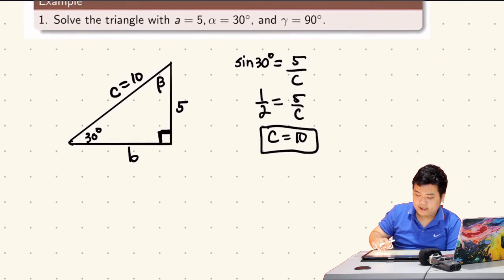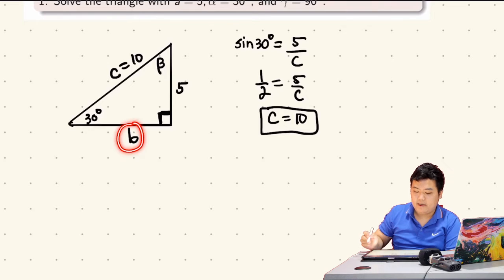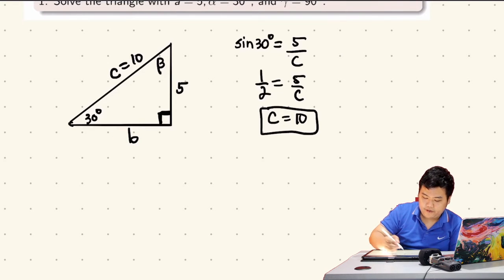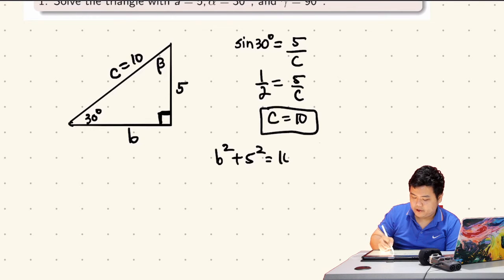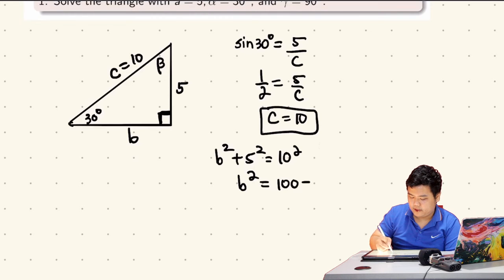And mahanap na natin si B. Gagamit tayo ng Pythagorean theorem. So, square nito plus square nito equals sa square nito. So, B square plus 5 square is hypotenuse square. So, B square is 100 minus 25, which is 75.